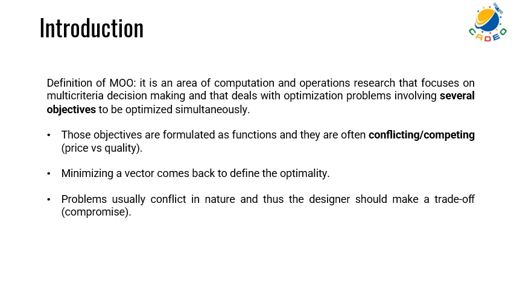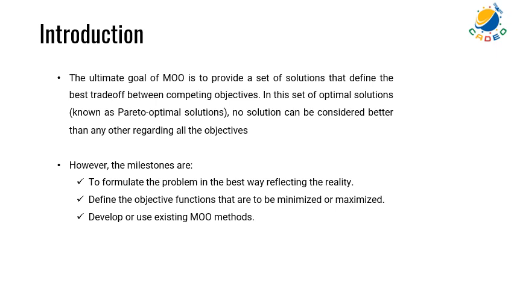Problems usually conflict in nature, and thus the designer should make a trade-off, a compromise. Given this definition, the main aim of multi-objective optimization is to give us a bunch of solutions that show the best compromise between different goals, different objectives. These optimal solutions, known as Pareto-optimal solutions, are like the top choices where none of them is better than the others when you look at all the goals together.